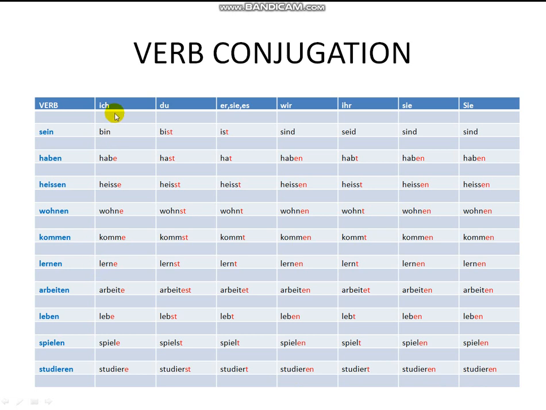So don't forget that ich means I, du means you, er means he, sie means she, es is it, wir is we, ihr is you, plural familiar, sie is they, and Sie, with a capital letter, means you, polite form, plural and singular.